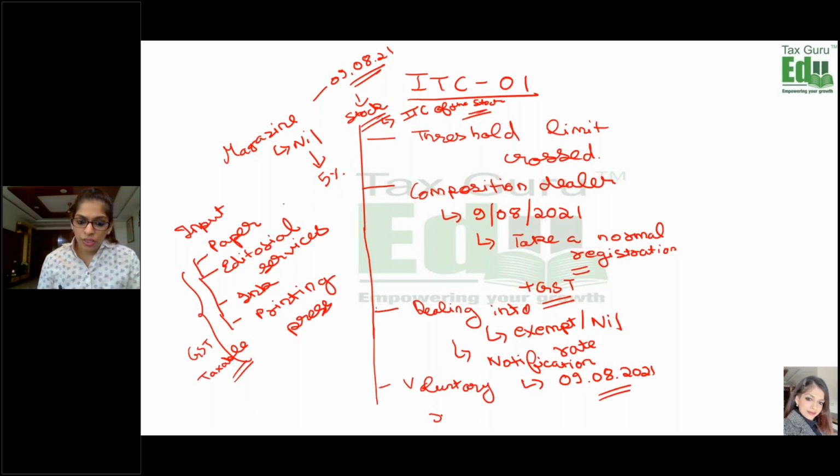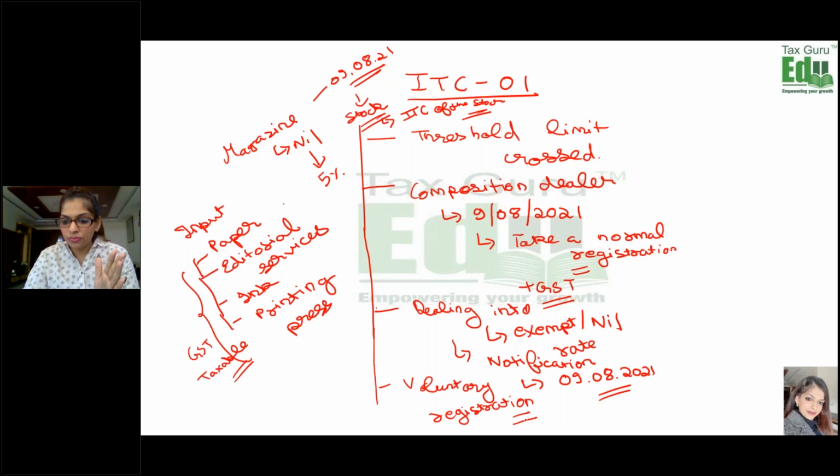So in the first, we talked about the mandatory registration. My threshold limit is crossing. Now I have to get myself registered. But even if I, as a dealer, suddenly decide that, okay, now I have to get myself voluntarily registered under GST, even on that day, if I have some stock lying with me, I can take ITC of the stocks lying with me.